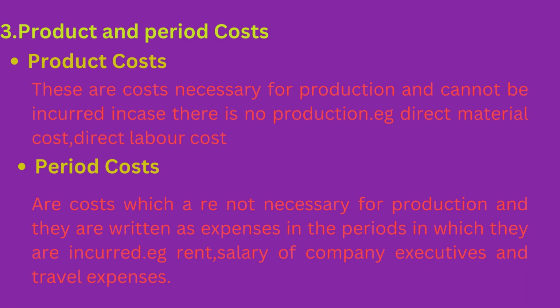The next type of cost is period cost. These are costs which are not necessary for production and they are written as expenses in the periods in which they are incurred. For example, we have rent, we have salary of company executives, and we have travel expenses. They are incurred for a period of time and are charged to the income statement.